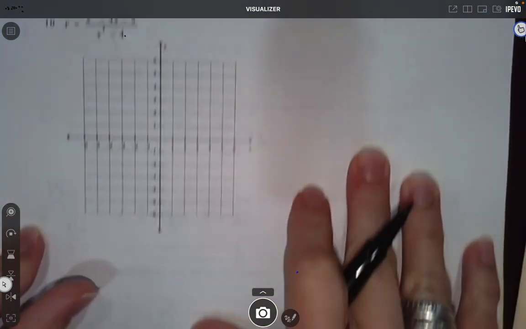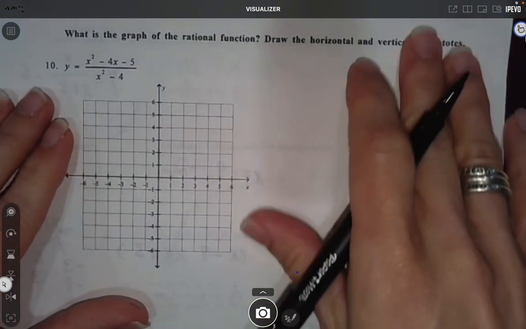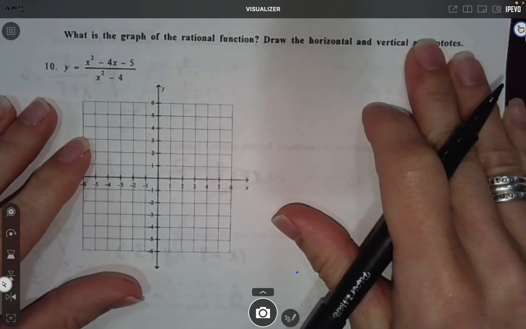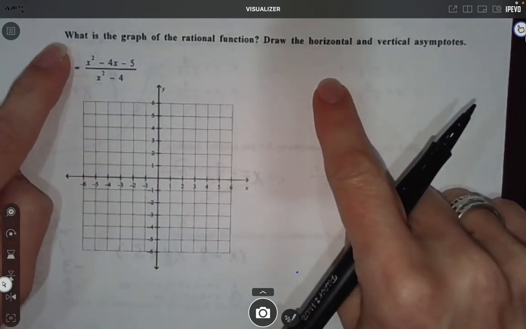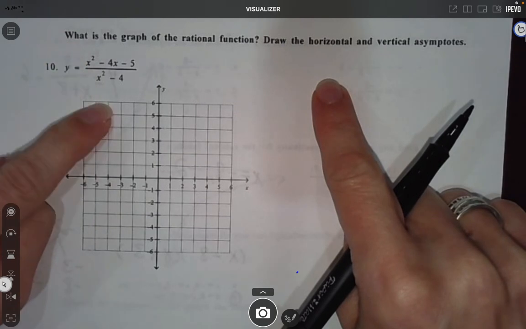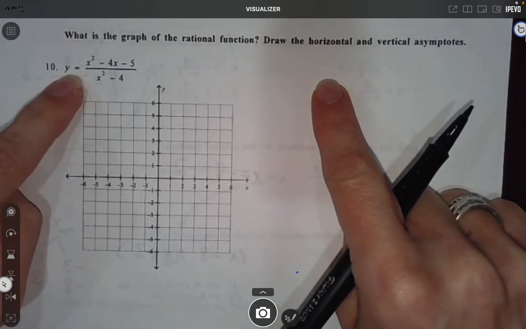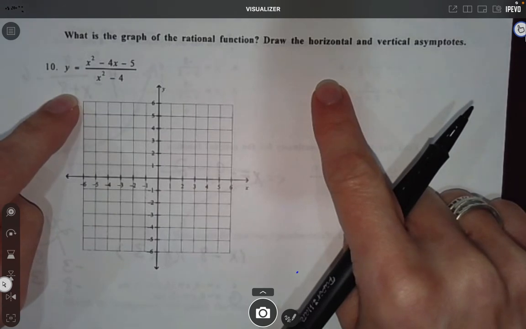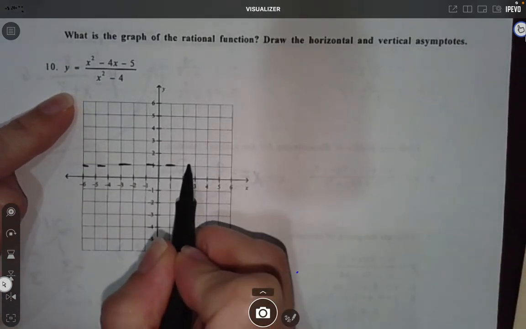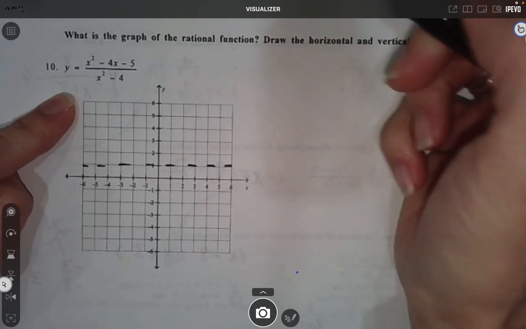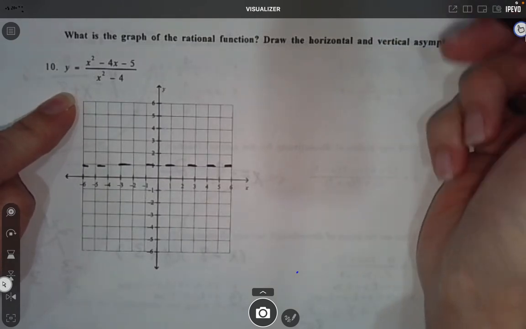Okay, this one, it wants the asymptotes. So the first thing I'm going to do is find my horizontal asymptote. Since they're the same, what is the horizontal asymptote? It's the number out front, 1/1. So my horizontal asymptote goes through 1. How do you find your vertical asymptote? Well, we must factor.